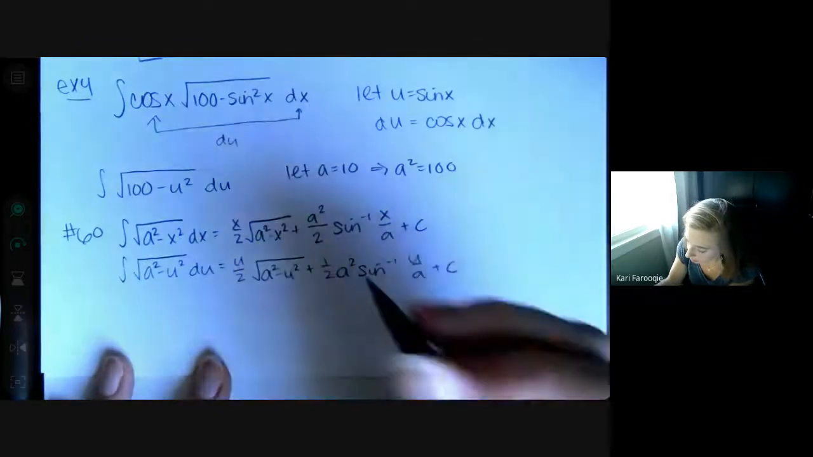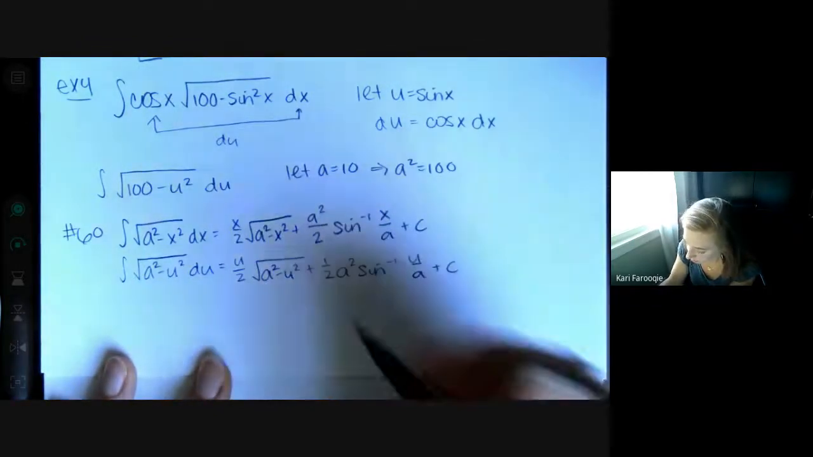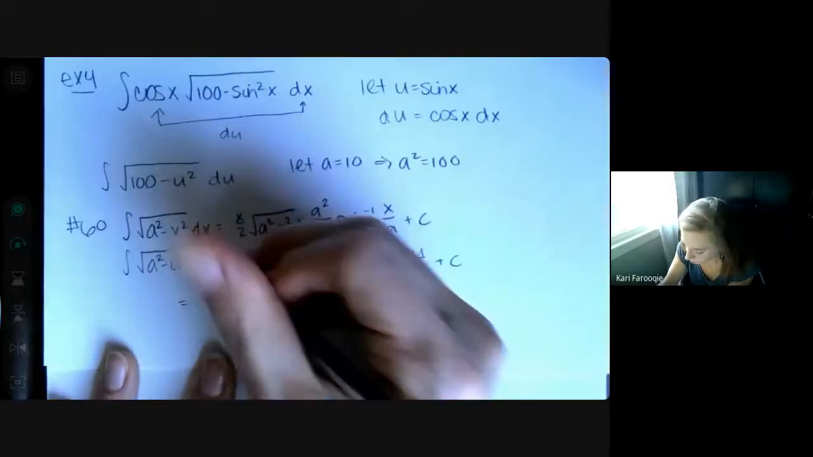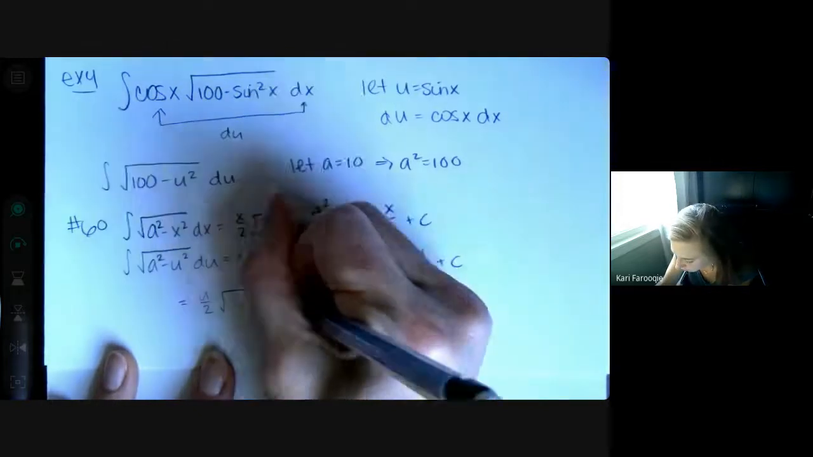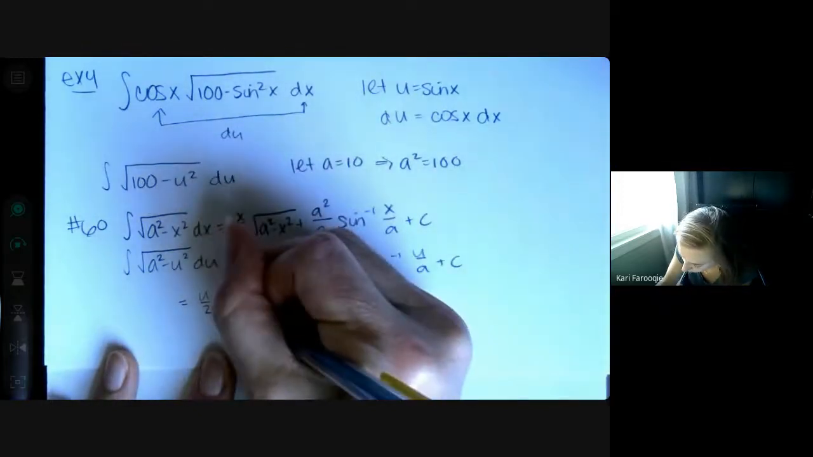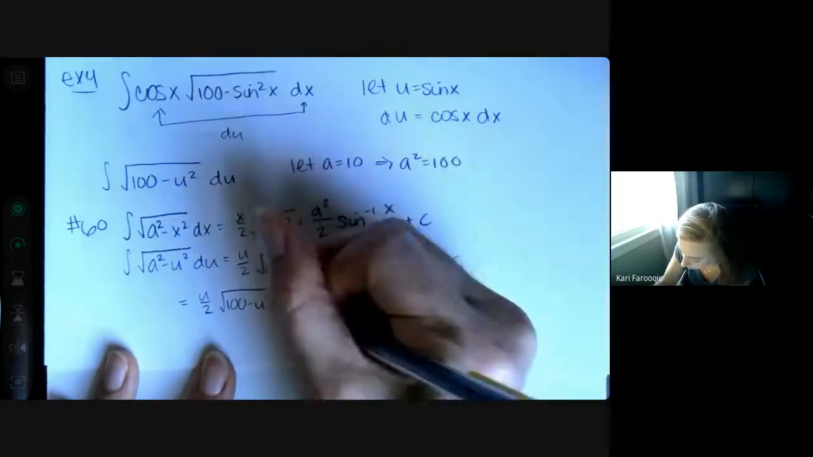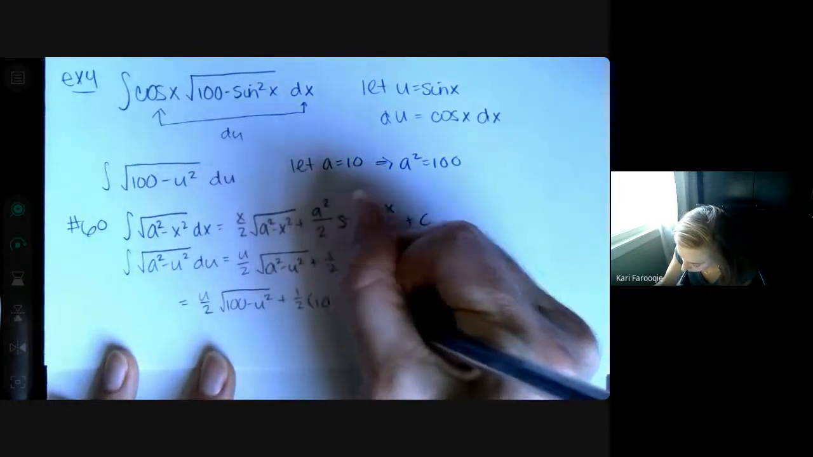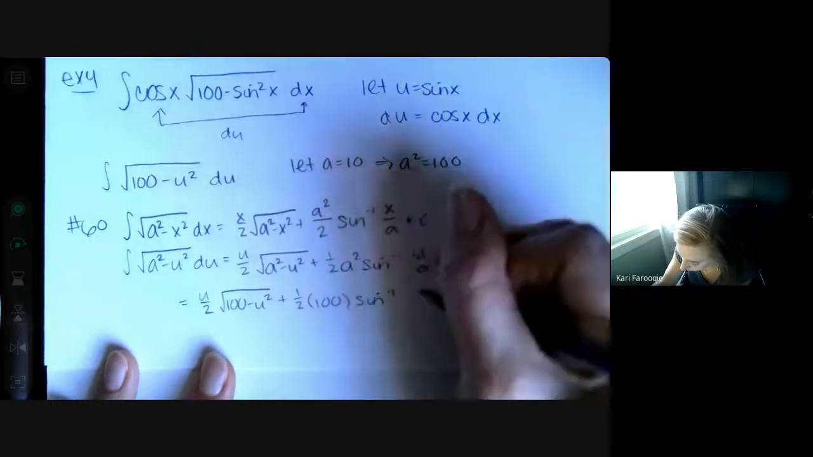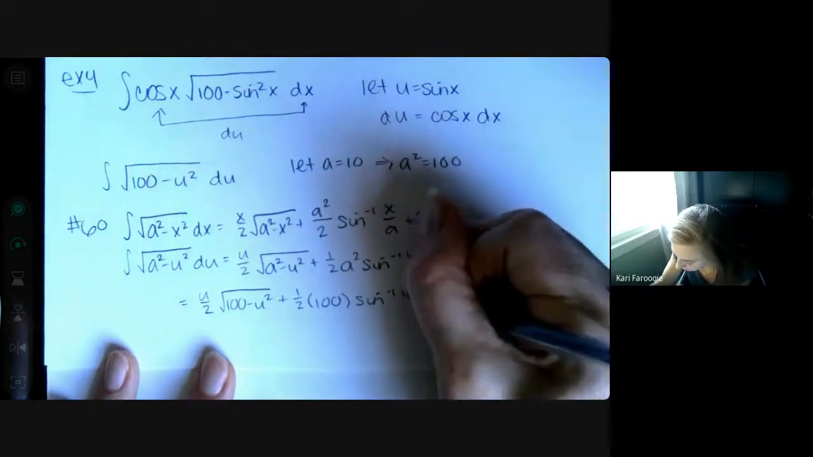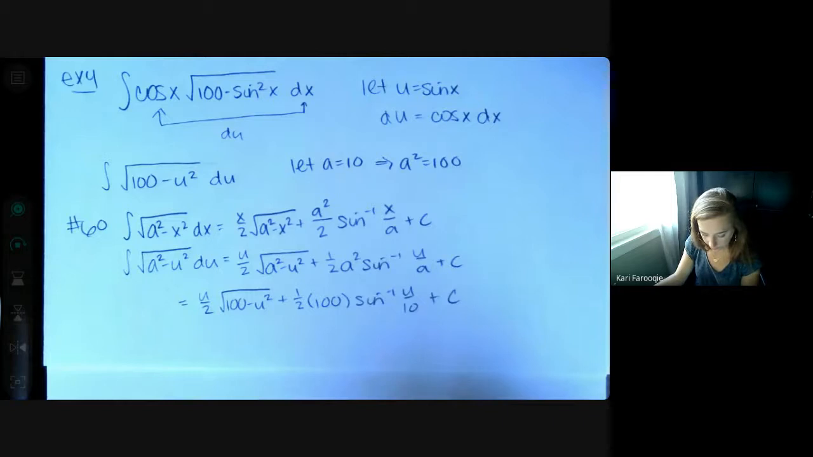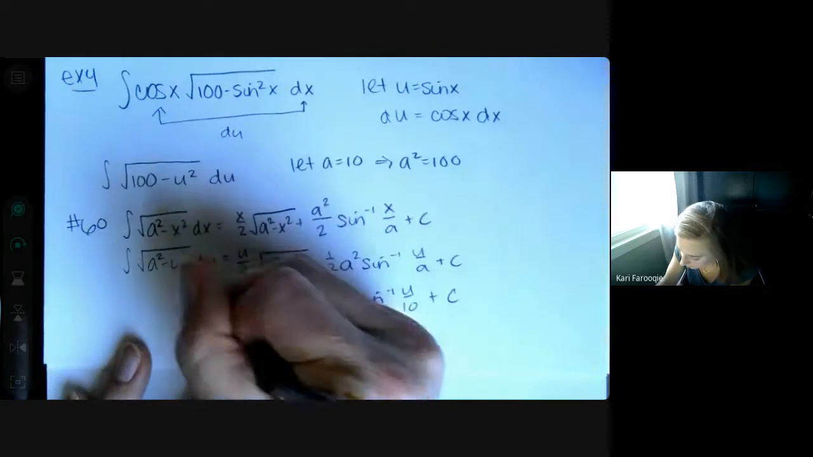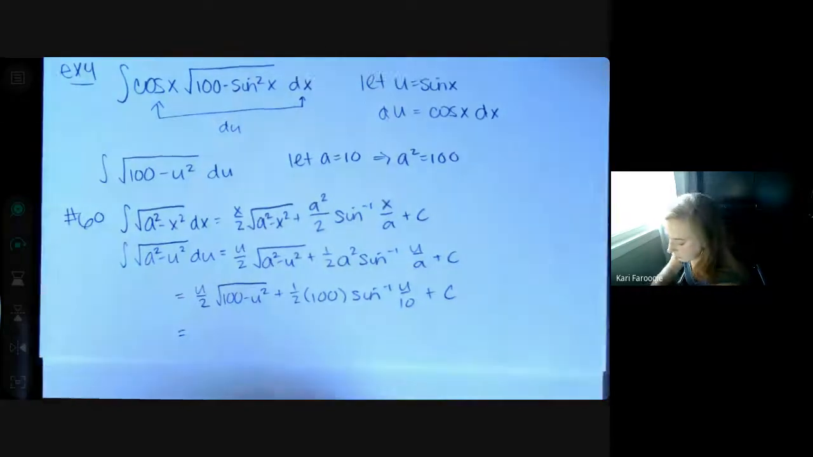Okay. All right, so we have a being 10. So we're going to go ahead and write ours as u over 2. And I guess technically you could back substitute here. I'm going to do this in 2 steps, but you can do it in 1 if you'd like. The square root of a squared minus u squared is the square root of 100 minus u squared, plus 1/2 times 100 times the inverse sine. We'll just leave the u alone for right now, u over 10 plus c. Make sure I got everything here. And then the last thing we're going to do is back substitute, replace those u's with x's.